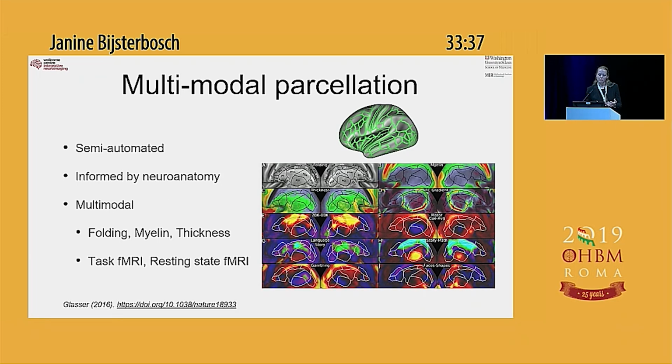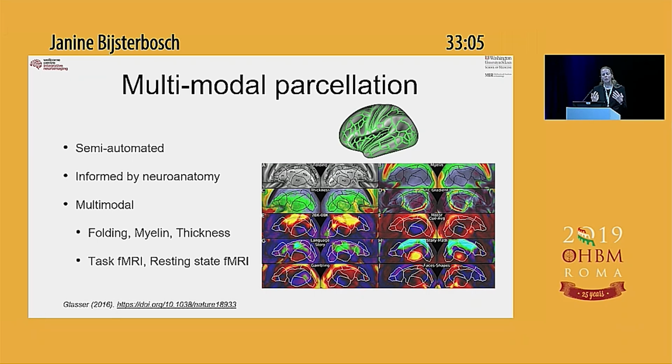This is something that Alex mentioned already. This is one specific parcellation that I just want to spend one slide talking about. This is the one developed on the Human Connectome project by Matt Glasser and his colleagues, which is informed by functional information, both resting state functional information and also task-based functional information. But also this is a multimodal derived parcellation. So other information like folding patterns, myelin, cortical thickness patterns are taken into consideration. And this is actually a semi-automated parcellation.